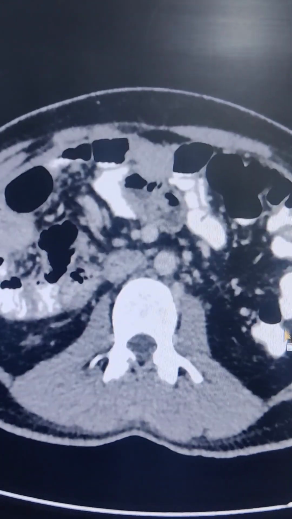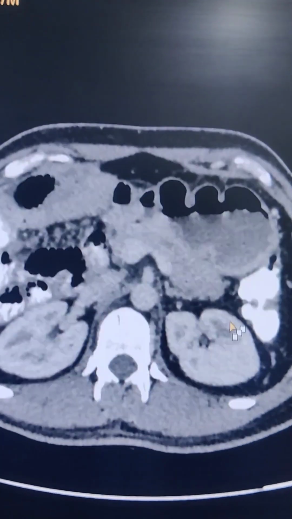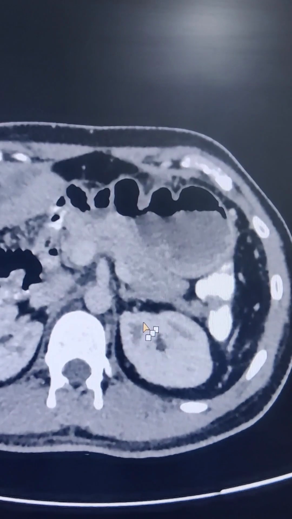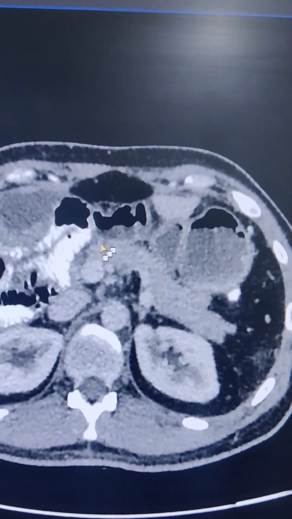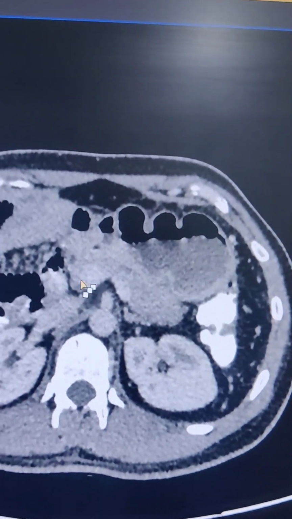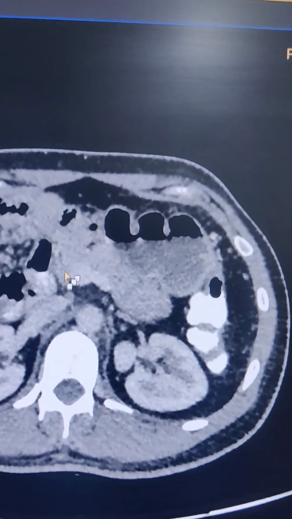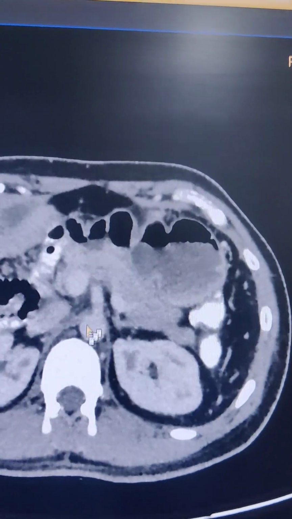Another associated finding is an underdeveloped or absent uncinate process of the pancreas. This is the portal vein, this is the head of the pancreas, and here we should find the uncinate process, but it is smaller in size compared to the normal population. This is also an associated finding.